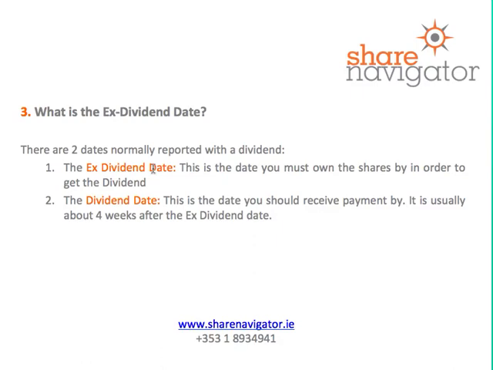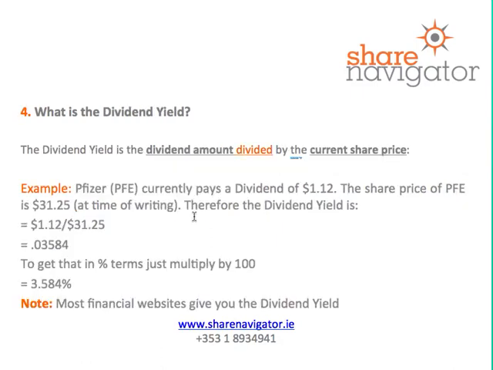That's the date you must own those shares by in order for you to get your dividend payout. So for example, if the ex-dividend date is the 1st of January, you must own those shares by the 1st of January in order to get paid the dividend. The dividend date is actually the payout date, and that's normally about 4 weeks after the ex-dividend date. So that's the date you actually get your money. So there's the two key dates you need to be aware of.